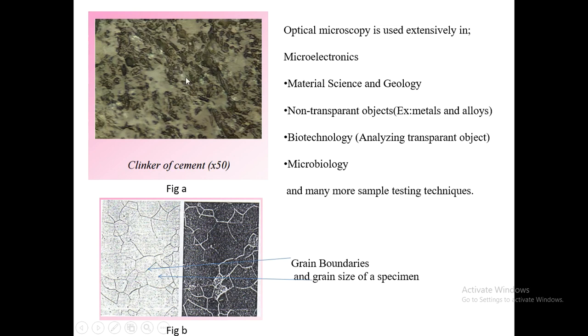So here I have represented x50, which means the image viewed will appear 50 times its actual size, and another figure, B, indicates where you can see the grain boundaries and grain size of a sample. So this is the grain boundary, and this represents the grain size of the sample. By using the optical microscope, one can view the sample surface, thereby obtaining the grain boundaries and grain size of the specimen, which cannot be seen by our naked eye.